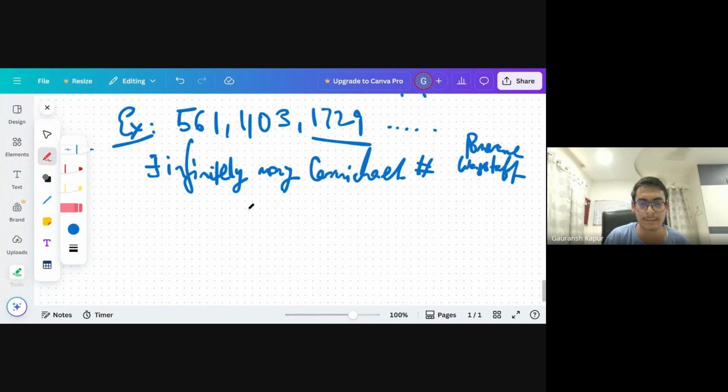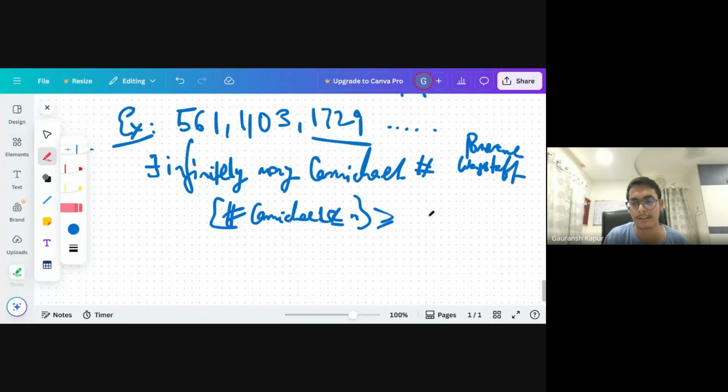So what they showed was that the number of Carmichael numbers less than or equal to n, this set had at least n power 2 by 7 elements for large n.